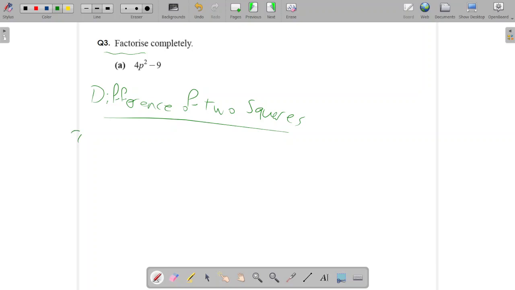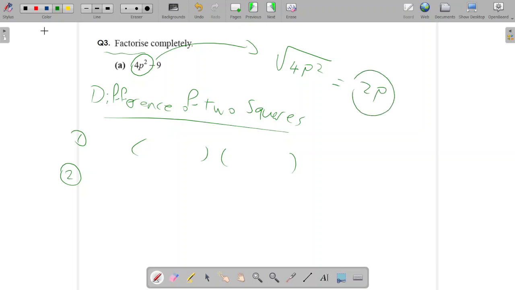We say that step number 1, you create 2 brackets. Step number 2, we said that you look at the first term and you try to find the square root of it. The square root of 4p squared is equal to 2p. And you put 2 copies of it, one of them at the beginning of this bracket and one of them at the other one. Okay, now this is step number 2, by making the square root of 4p squared, which is equal to 2p.